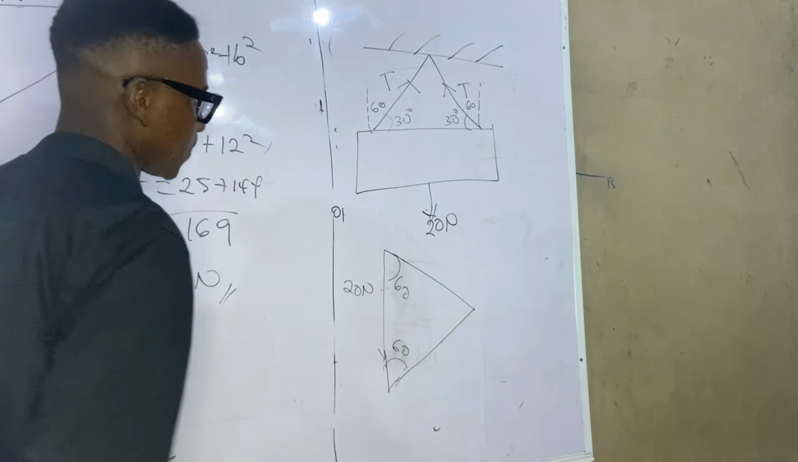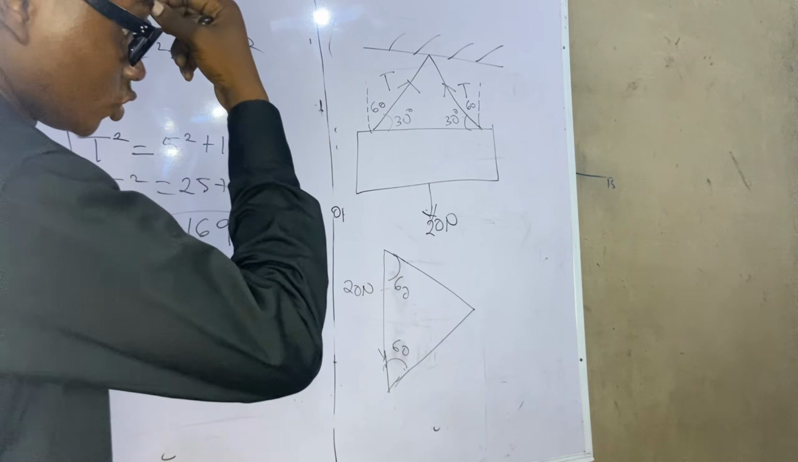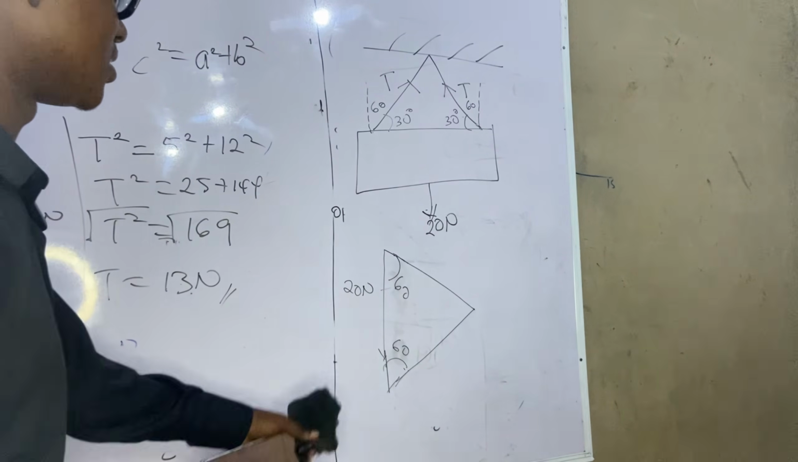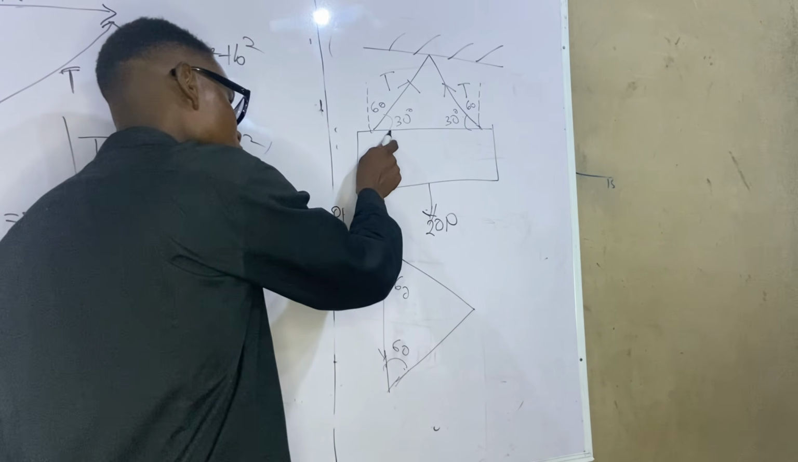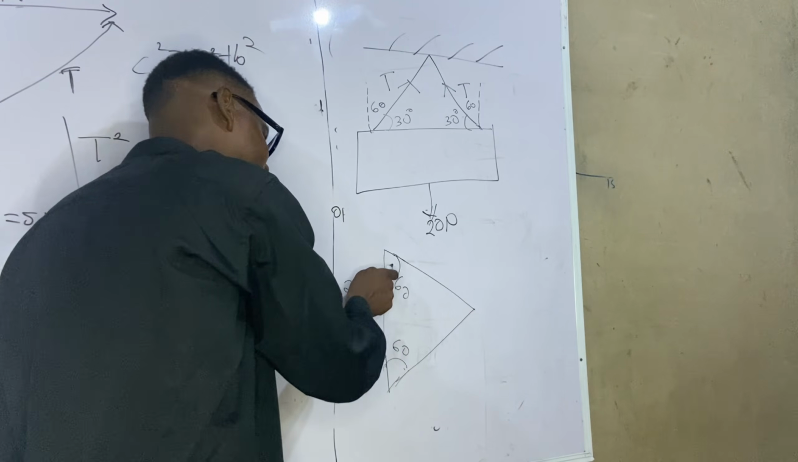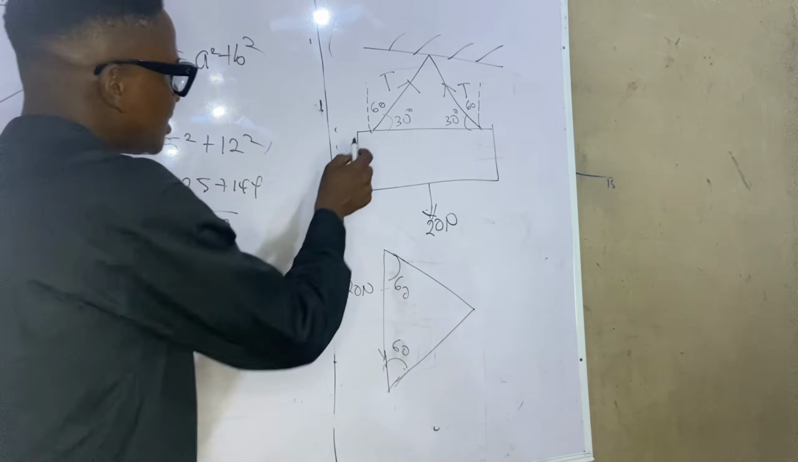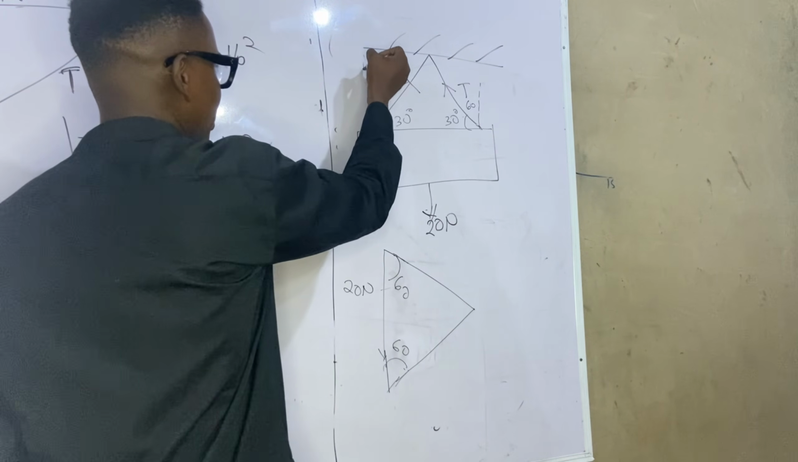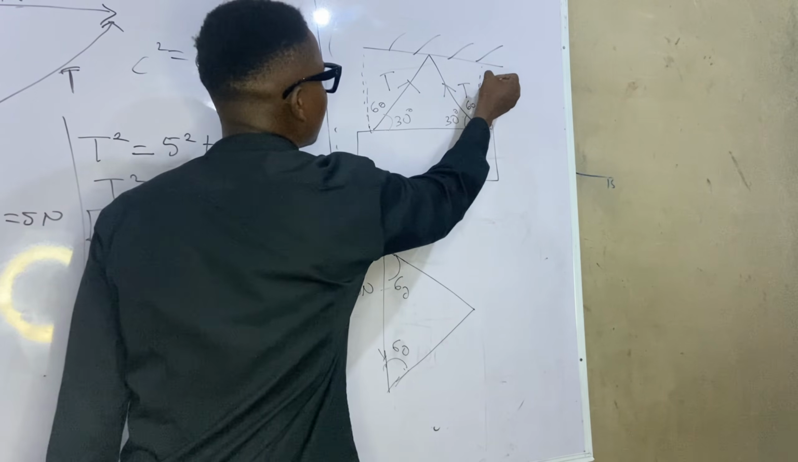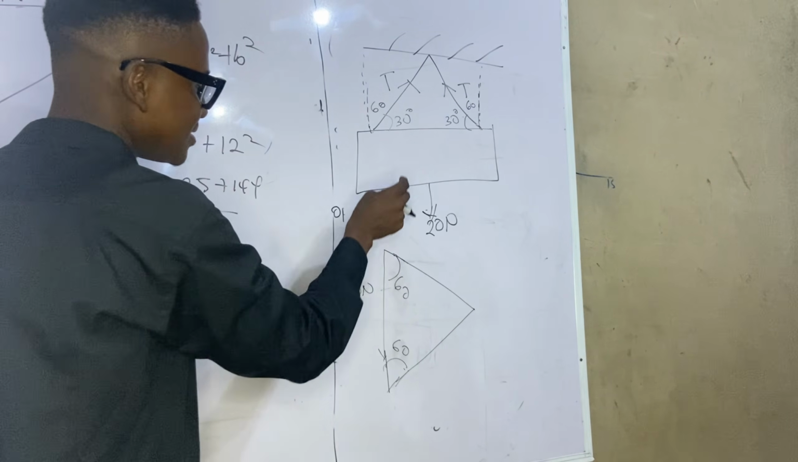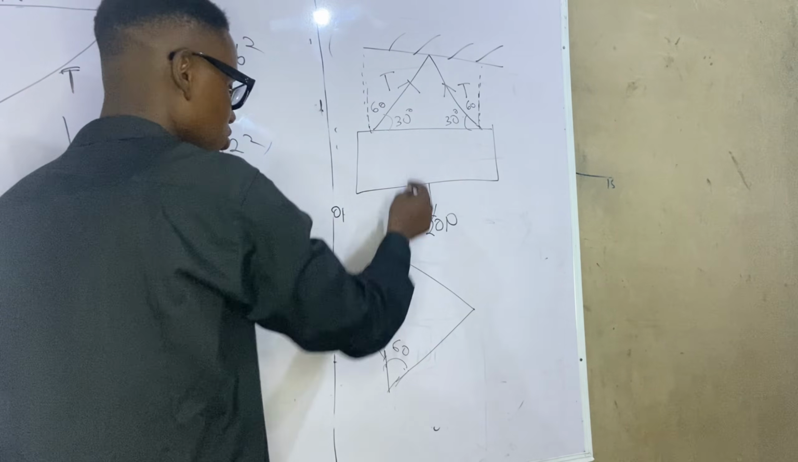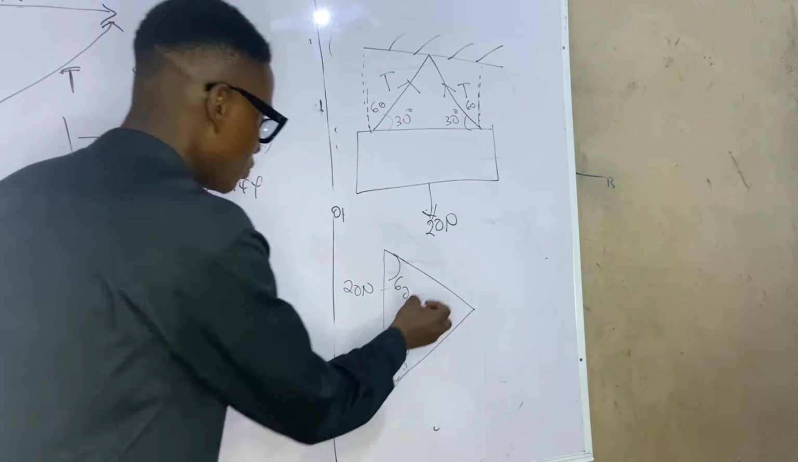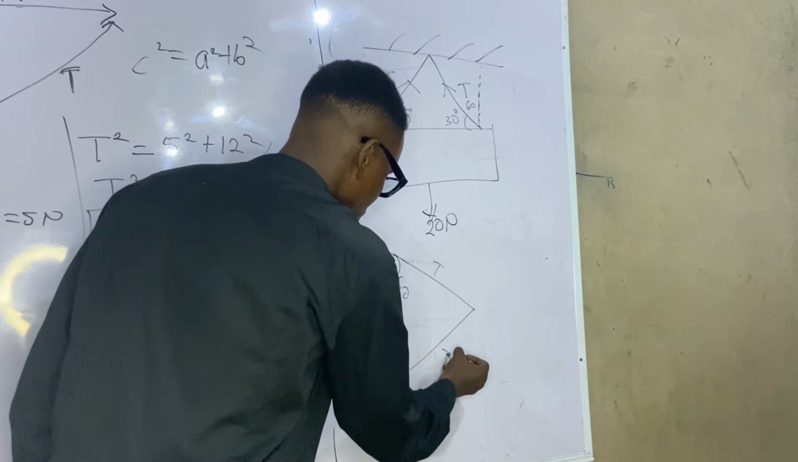Do you understand? It's 60 and 60, because they make 30 degrees to the horizontal, and this is a vertical line. So this is a vertical line that I draw here. They make 60 degrees to the vertical, but 30 degrees to the horizontal. So it's quite simple. So this is T, and this is T.